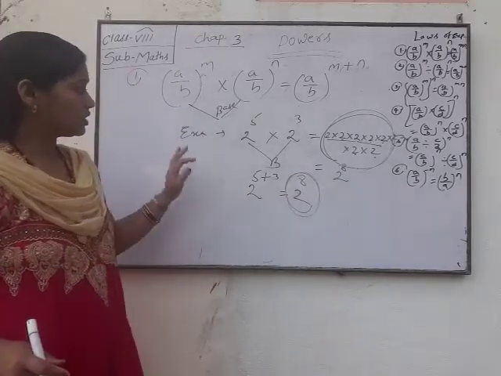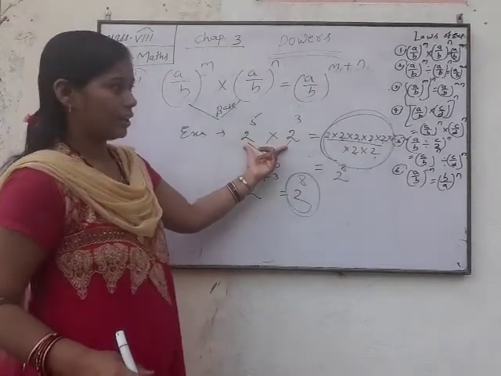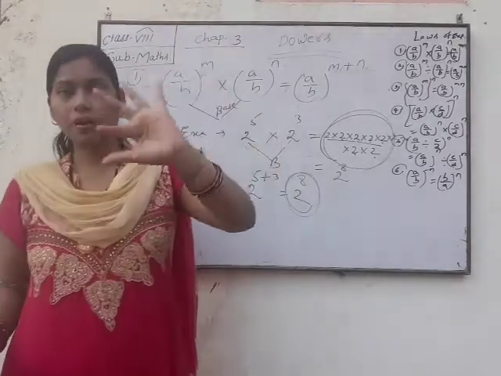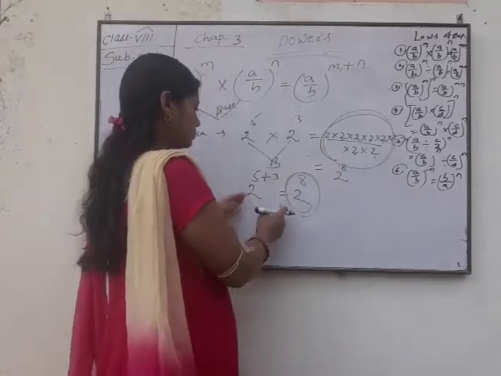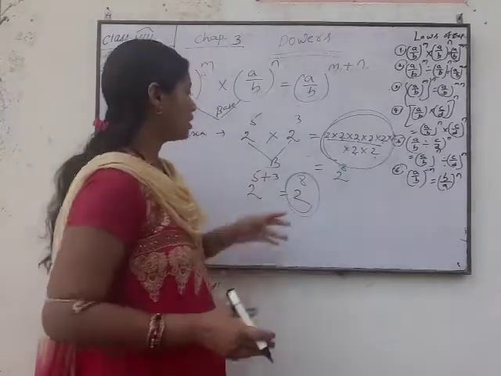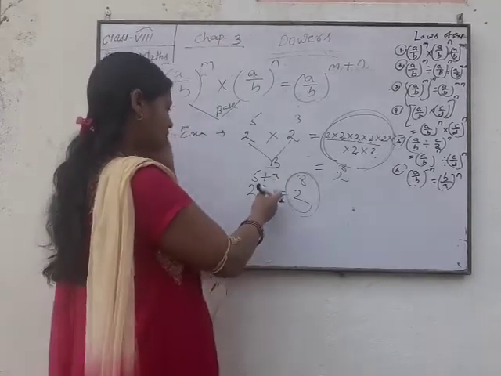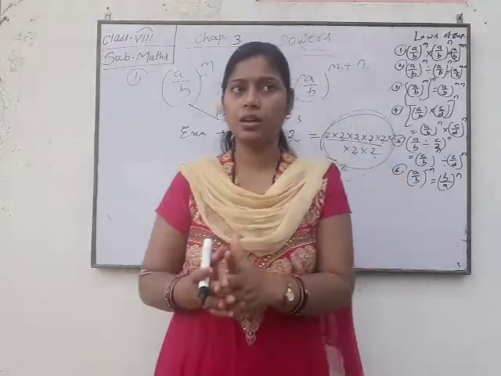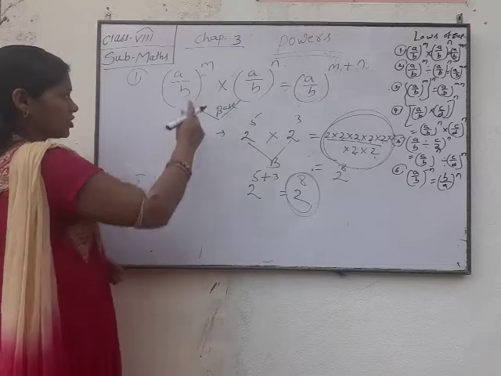Clear? This is for the same base. If your base is the same and powers are different, then your formula, your law, is 2 to the power 5 plus 3. It means you only add your exponents. It means your power. Now second, the same as here, multiply.